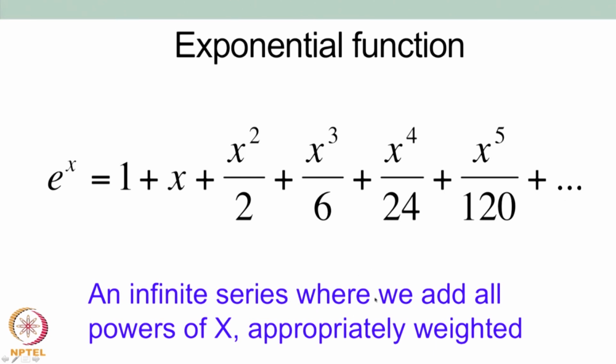So this is an infinite series where we add all powers of x appropriately weighted by factors like half, 1 by 6, 1 by 24 and 1 by 120. It turns out that if we write such an infinite series, one will get e power x. In other words, e power x can be written as an infinite series like this. How and why, we will discuss later, but at the moment it is sufficient to understand that one can write e power x as an infinite series like this.